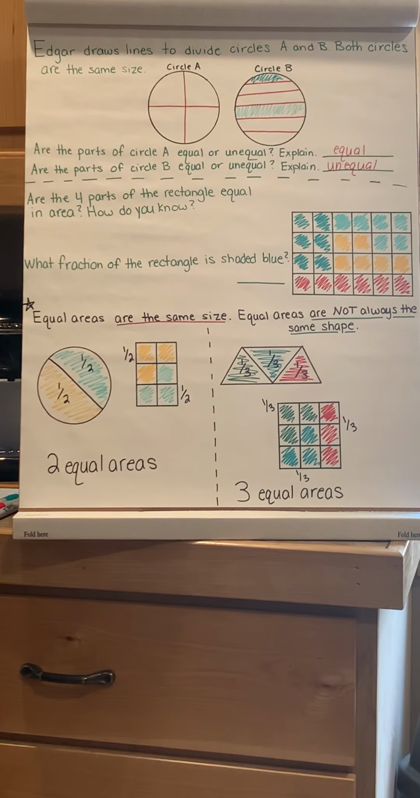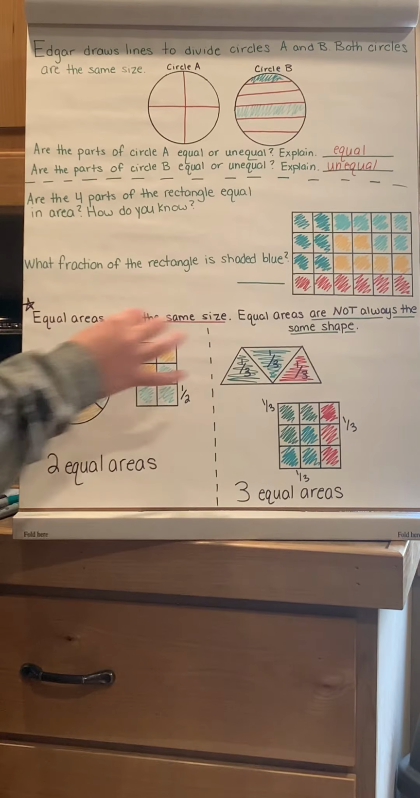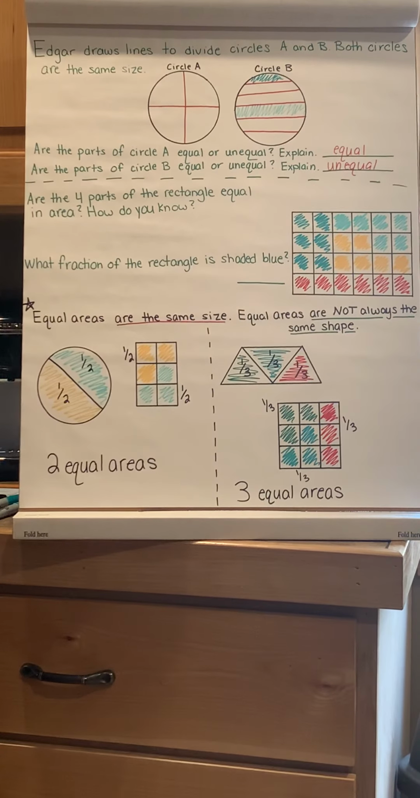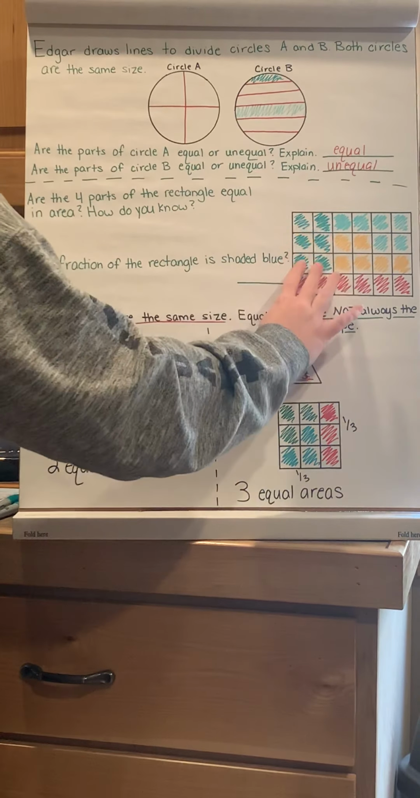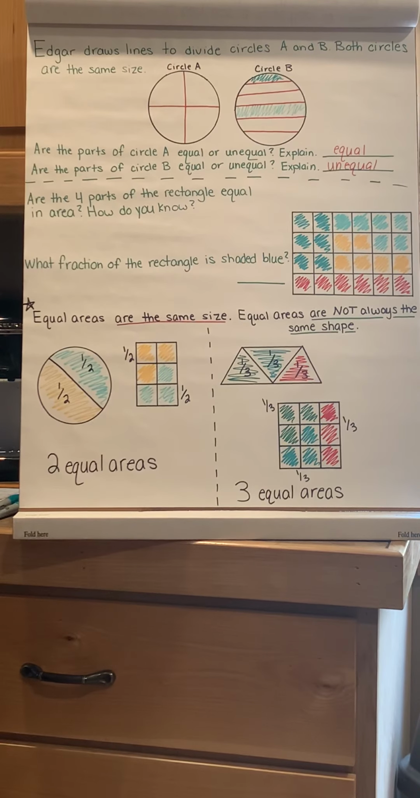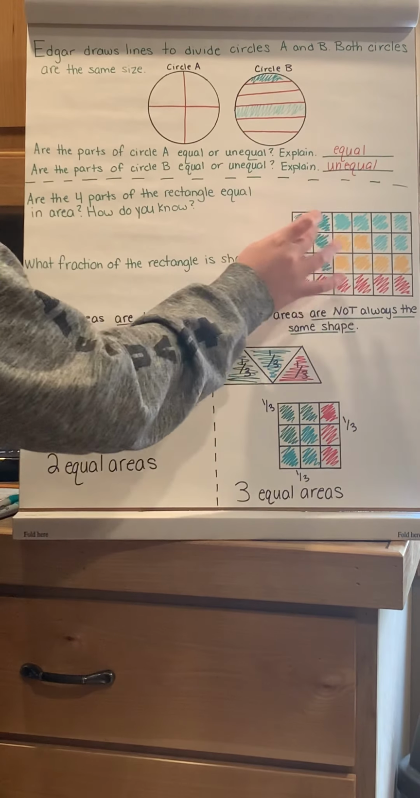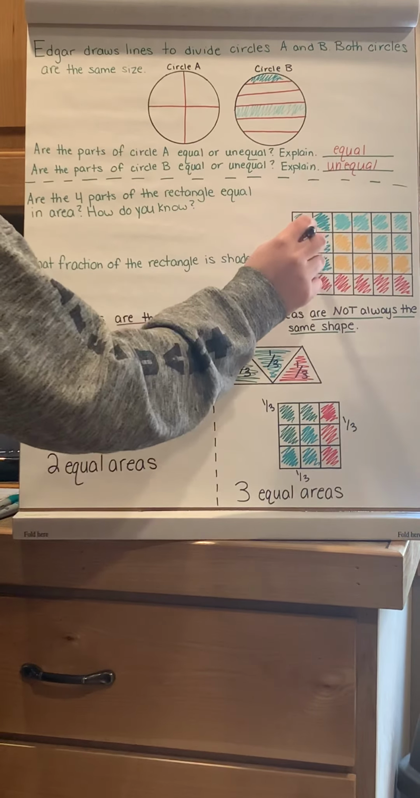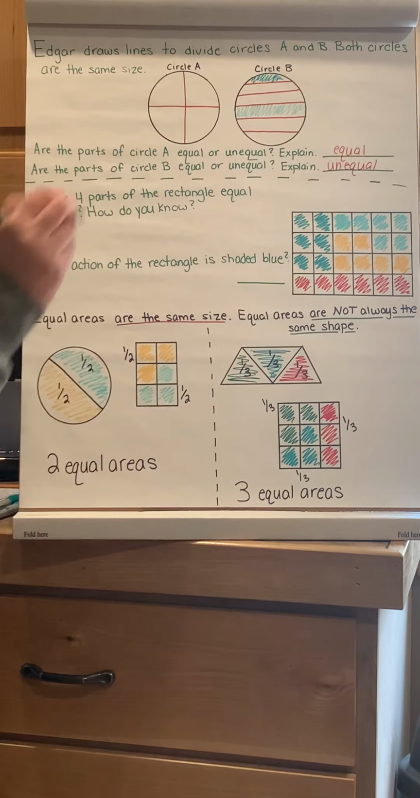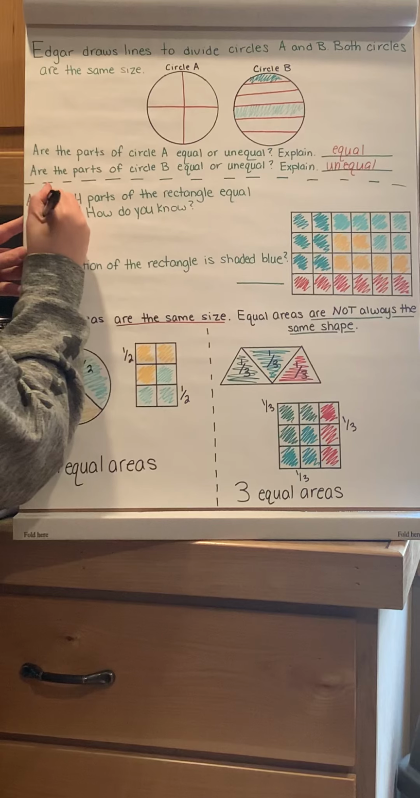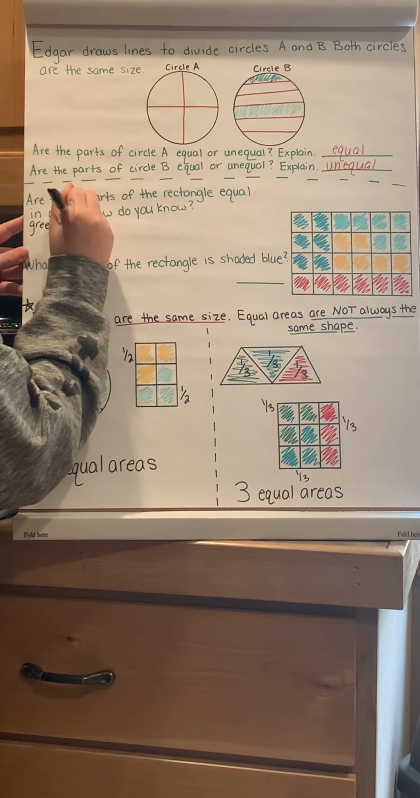So are the 4 parts of the rectangle equal in area? Well, let's look at it. I have 4 different sections, because you can see that I have the 4 different colors. So let's look at this green part. They want to know if they're equal in area. And how do I know to figure out the area? I know I have to count my squares. So 1, 2, 3, 4, 5, 6. So I'm just going to make a little note that green, its area is 6.